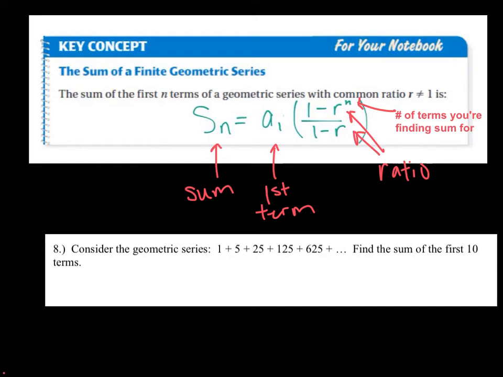Number 8 says, consider the geometric series 1 plus 5 plus 25 plus 125 plus 625. It says find the sum of the first 10 terms. We know the first term, and we're trying to find the sum of the first 10 terms. All we need to know is what the ratio is. So what is the ratio from 1 to 5, 5 to 25, 125 to 625? What are we multiplying by each time to get to the next term? It's 5. So that is your ratio.